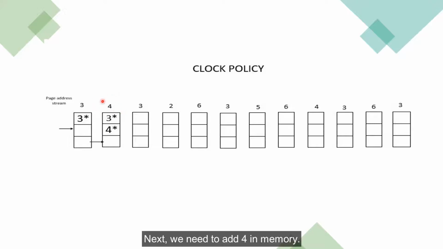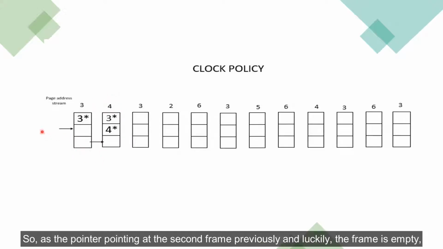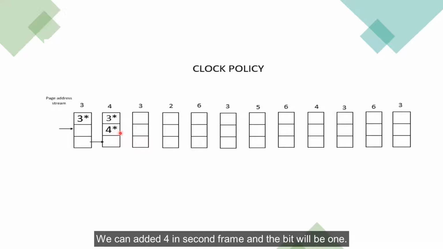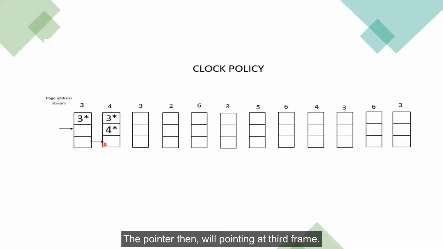Next, we need to add 4 in memory. As the pointer was pointing at the second frame previously, and luckily the frame is empty, we can add 4 in the second frame and the bit will be 1. The pointer then will point at the third frame.